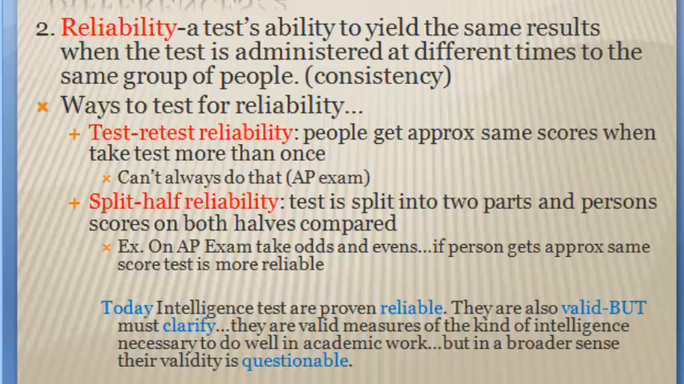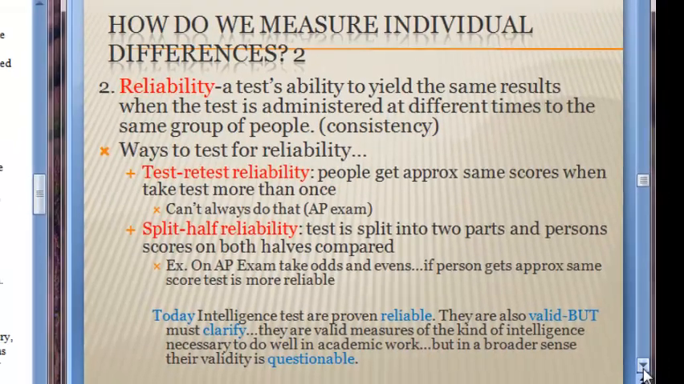Or there's split-half reliability, and that's where a test is split into two parts, and your scores on both halves are compared. So you could do odds and evens, or the first half and the last half, in order to do the split-half reliability. One more thing of note would be that today intelligence tests are proven reliable. They're also valid, but to clarify that, they're valid measures of the kind of intelligence necessary to do well in academic work. But in a broader sense, their validity might be questionable.